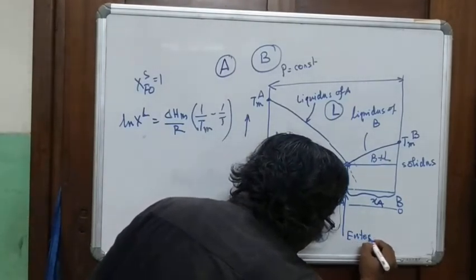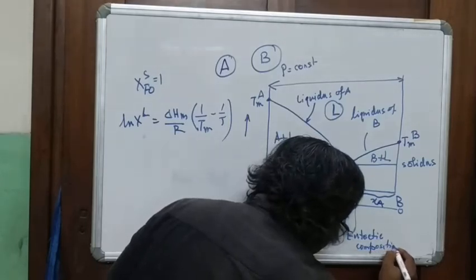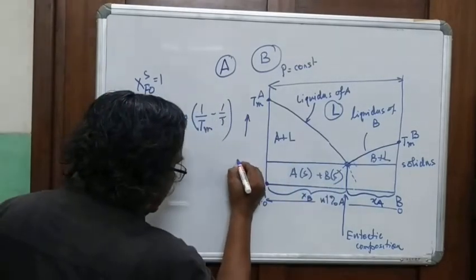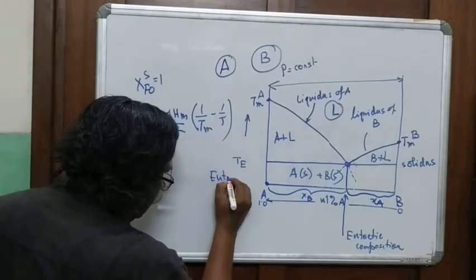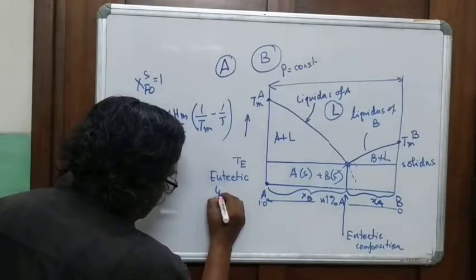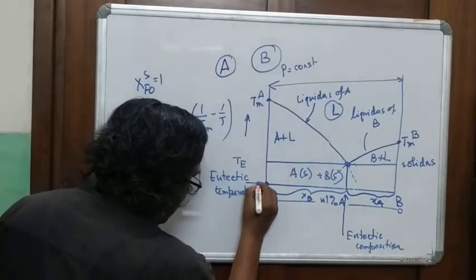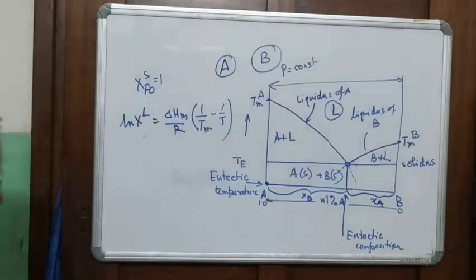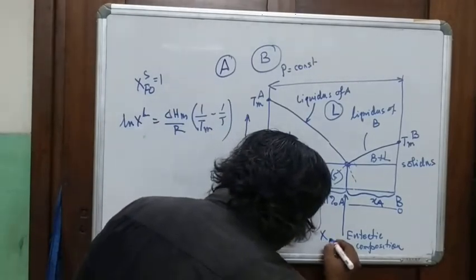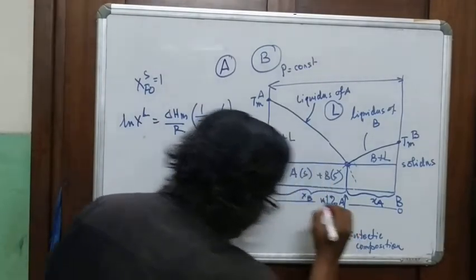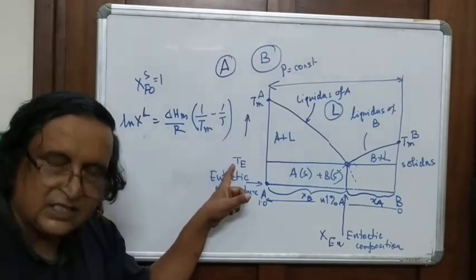These are all Latin terms. Eutectic composition. We will come to the complications of this very soon. And this one here is the temperature of the eutectic. This is the eutectic temperature. So this point is called TE, the eutectic temperature, and this point is called the eutectic composition. We call it XEU, eutectic composition. And this is the eutectic temperature.